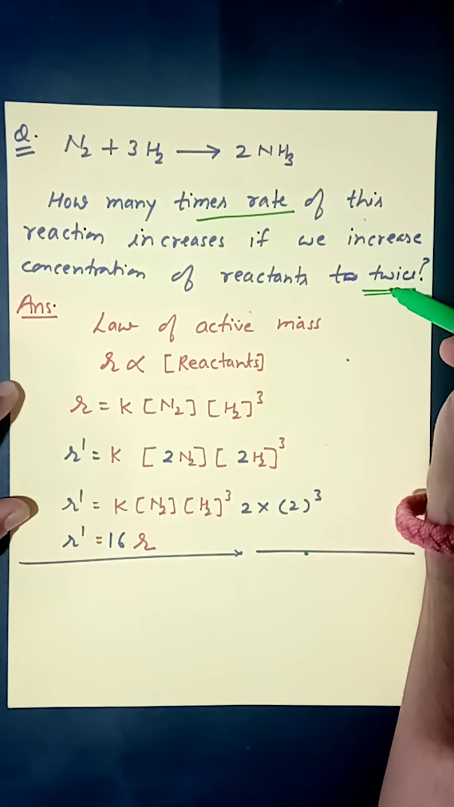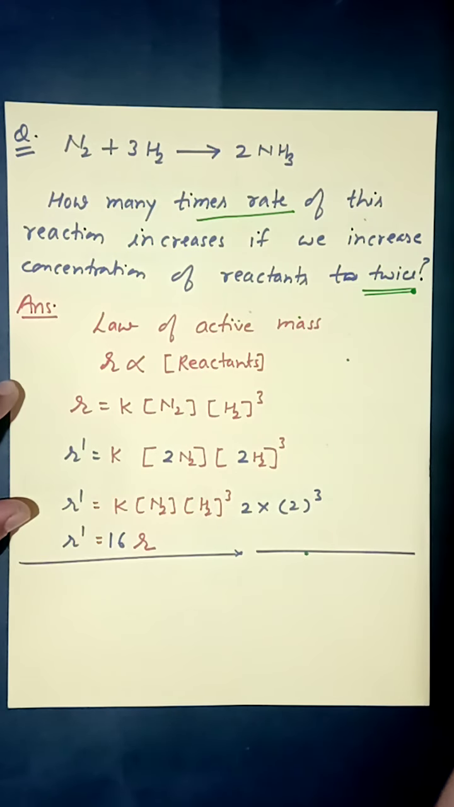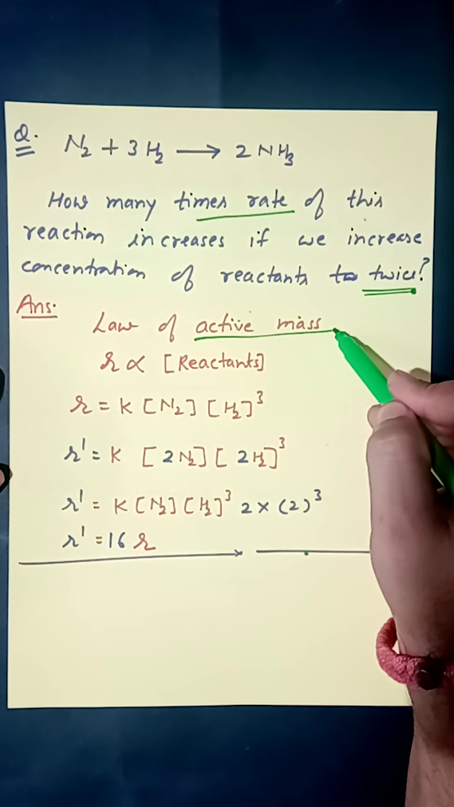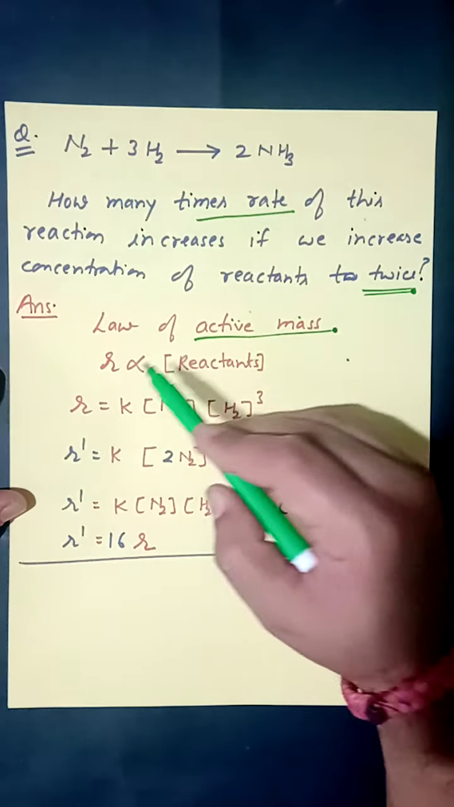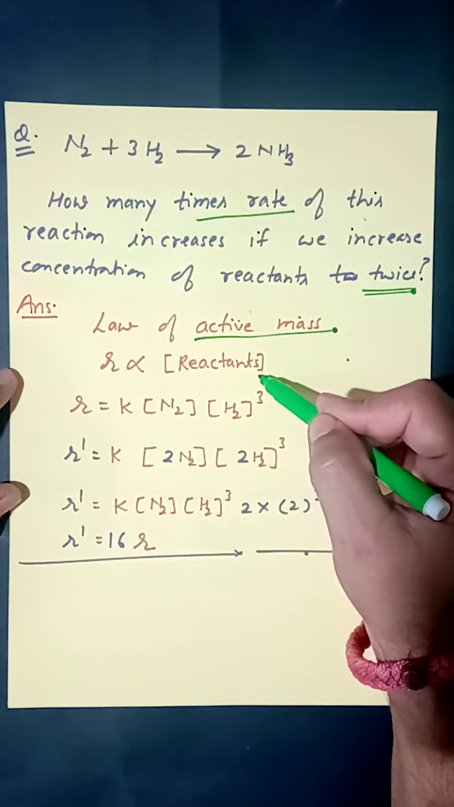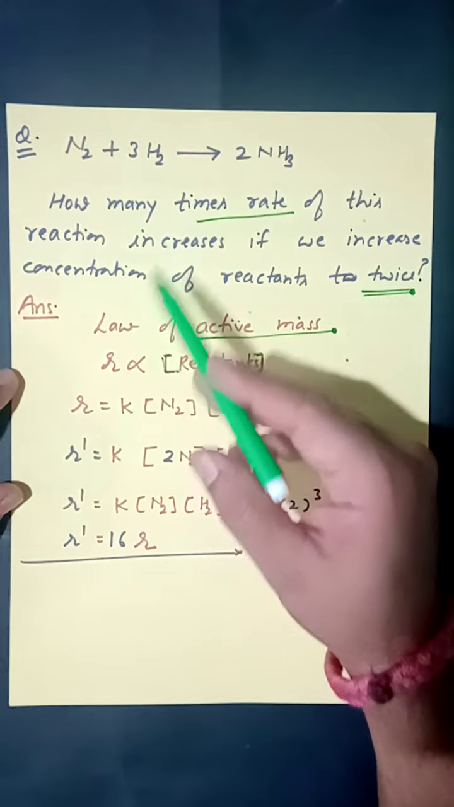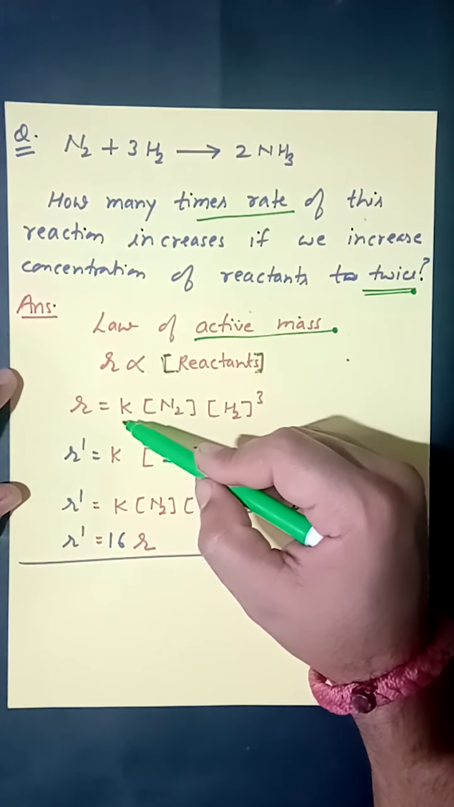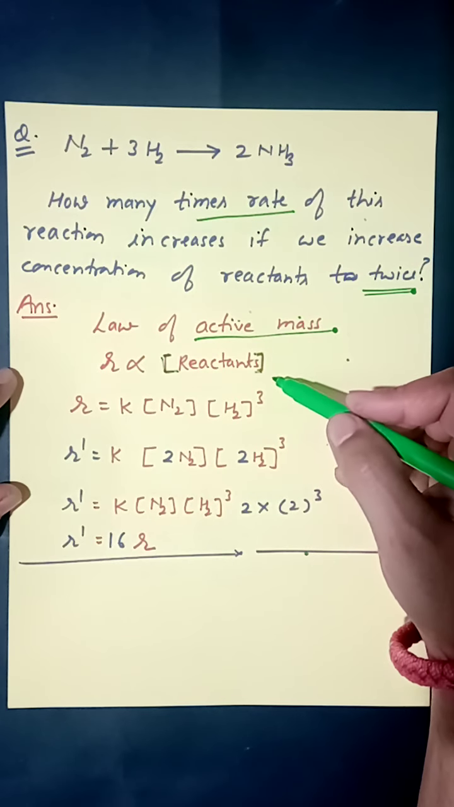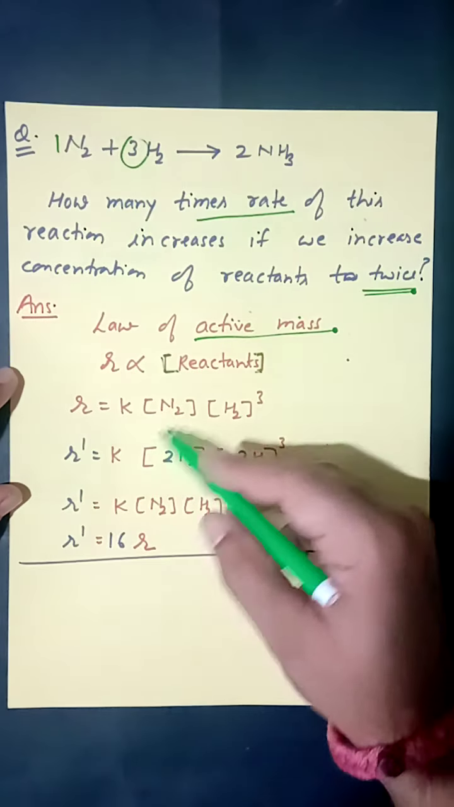If we increase the concentration of reactant to twice, this you can do on the basis of the law of active mass, which you prepared in equilibrium in class 11th, where you have studied that the rate of reaction is directly proportional to the active mass of reactant. I hope you remember the square bracket represents active mass. So for this reaction you can write R equals K, which is a constant, into active mass of nitrogen to the power 1 into active mass of hydrogen to the power 3, the stoichiometric coefficients, which are 1 and 3 raised to the power.